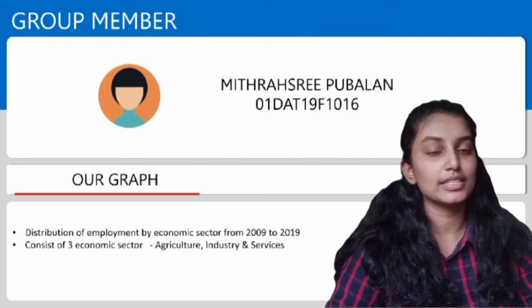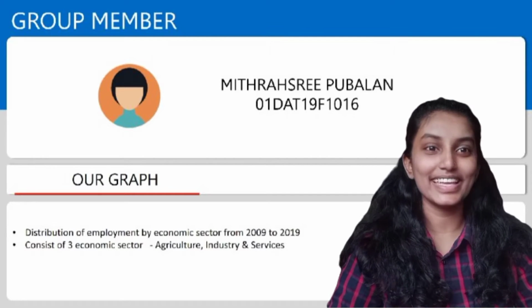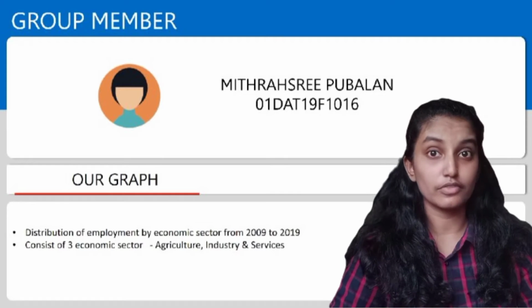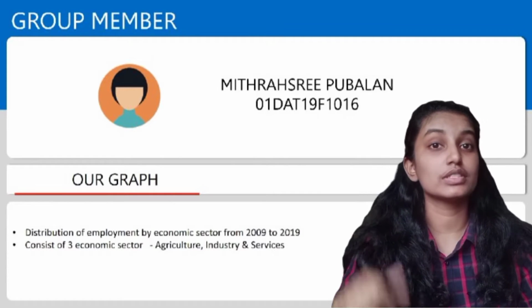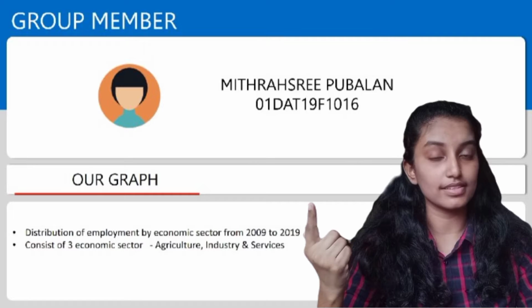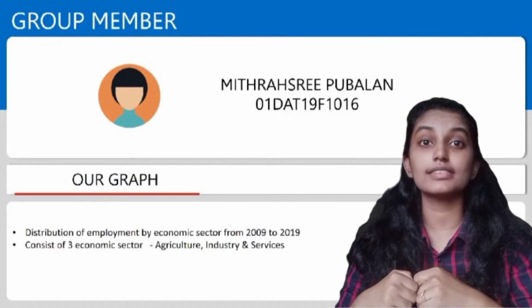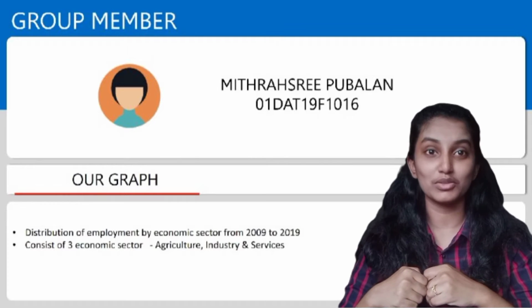I am Mithrahsree and my matrix card number is 01D8019F1016. Now, I will continue with my part of the presentation, which includes the industry and services economic sectors. Our graph is about distribution of employment by economic sector from the year 2009 to 2019.